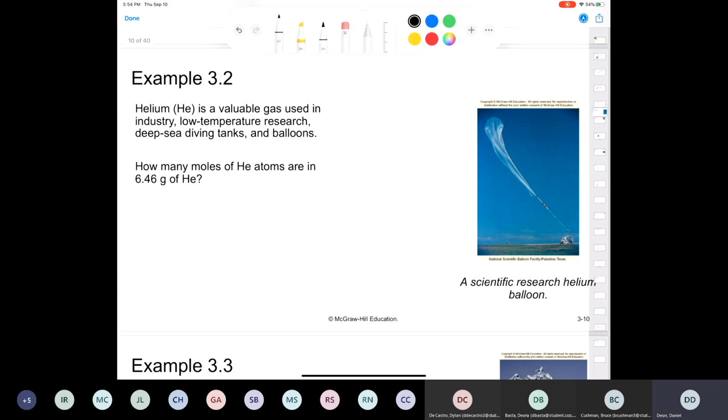So the way that we're going to solve this problem is I'm going to use what's called dimensional analysis, right? And I'm going to start out with what's been given to me. I know that I have 6.46 grams of helium. What I want to end up with at the end, and I don't know how I'm going to get there yet, is the number of moles. And remember, we abbreviate moles as mol, okay? I want to end up with the number of moles of helium atoms. I'll just leave it as moles of helium, because helium is an atom.